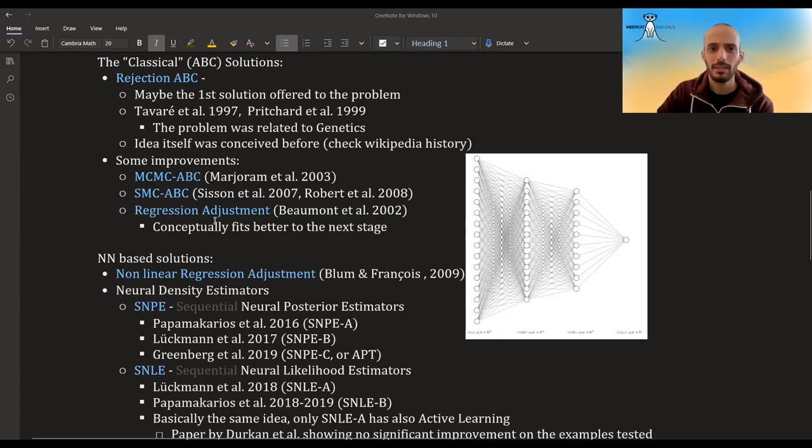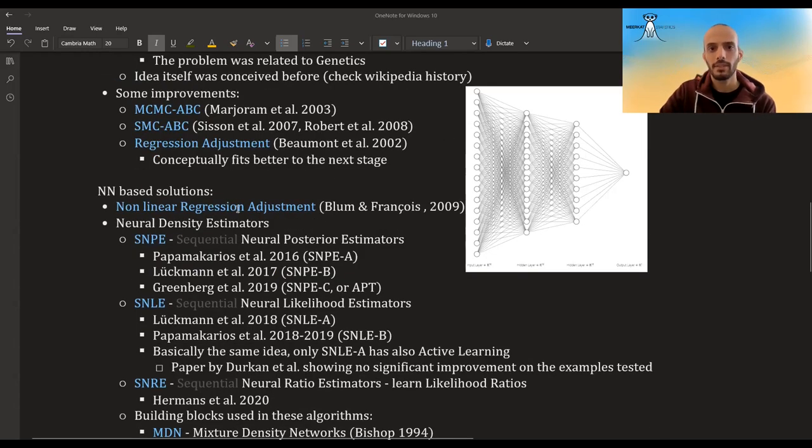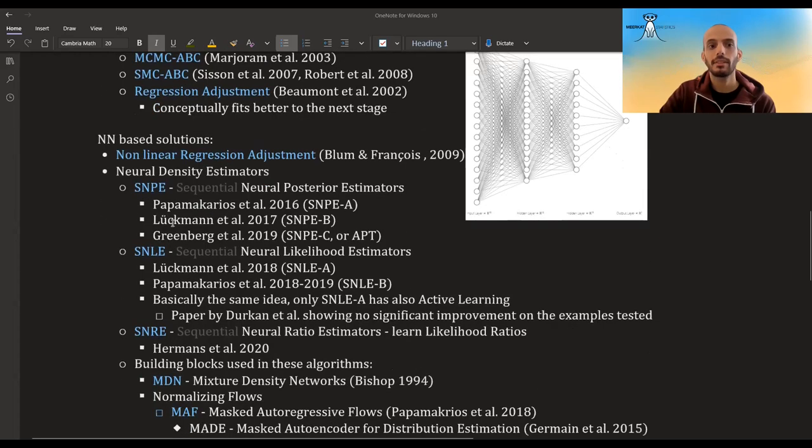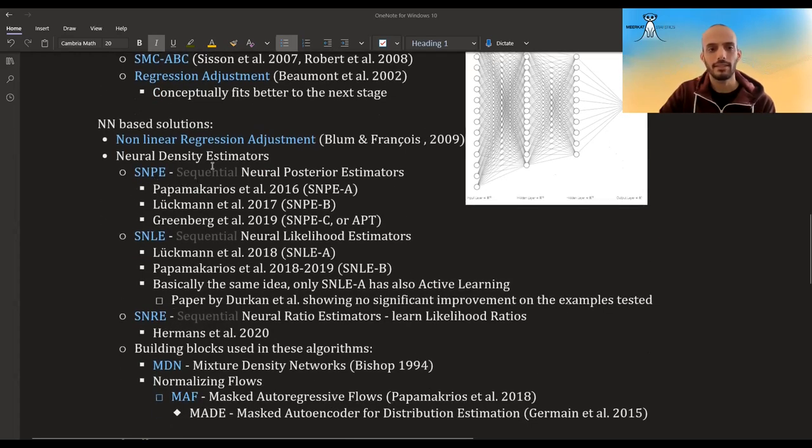Then we will talk about regression adjustment, which, even though it came before the other two improvements, conceptually fits better to the next stage, because regression adjustment was a first step, and then came a nonlinear regression adjustment, which already used a neural network. And then came all the other neural density estimators that further developed this concept.